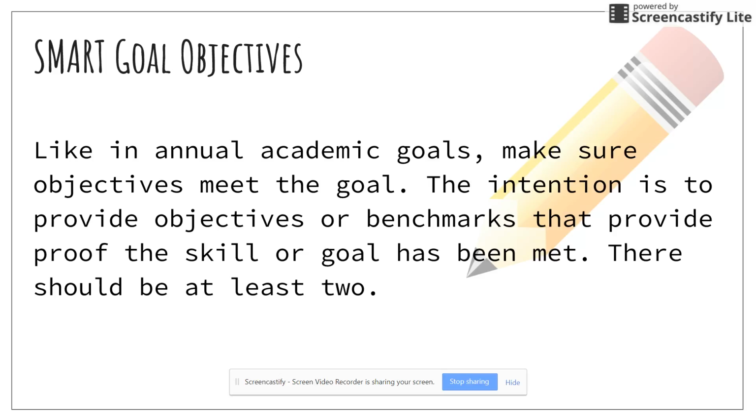So, like in annual academic goals, make sure objectives meet the goal. The intention is to provide objectives or benchmarks that provide proof the skill or goal has been met. There should be at least 2. So along with your SMART goal, you should also write at least 2 objectives, breaking down the goal further to give guidance in how that student should achieve the overall goal.